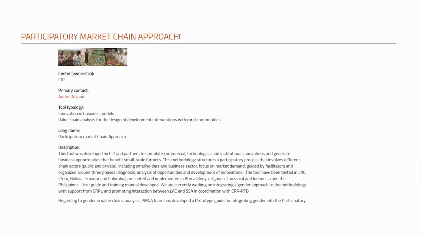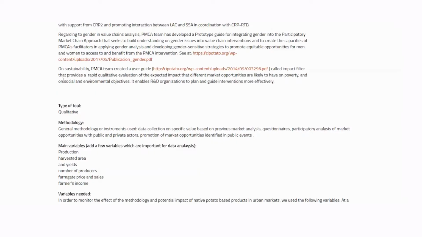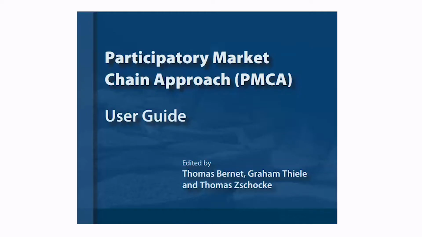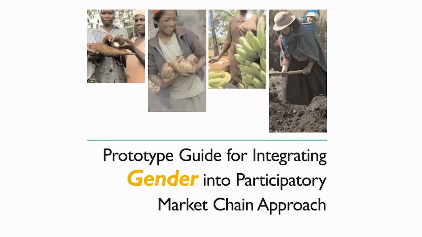The Participatory Market Chain Approach, or PMCA, tool was developed by the International Potato Center, or CIP, a member of the CGIAR. This qualitative tool uses a 3-phase process: diagnosis, analysis of opportunities, and development of innovations to encourage collaboration among different value chain actors, including smallholder farmers and the business sector, with the goal of increasing market access for smallholder farmers. Because the structure of the tool is generic, the content of each of the 3 phases is context-specific and can be tailored to the needs and data of individual value chain studies. The tool includes a user guide and training manual, and the CIP team is currently working on integrating a gender approach into the methodology.